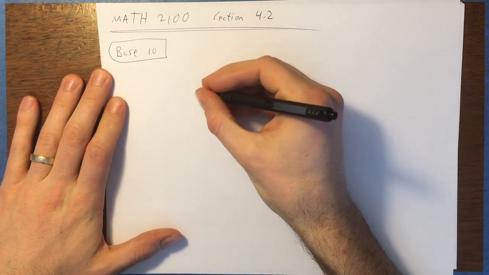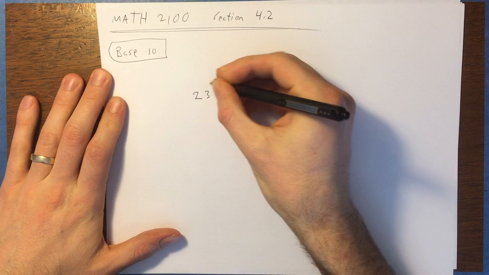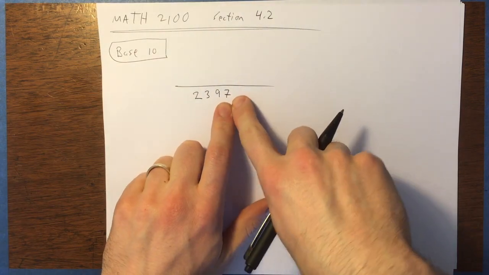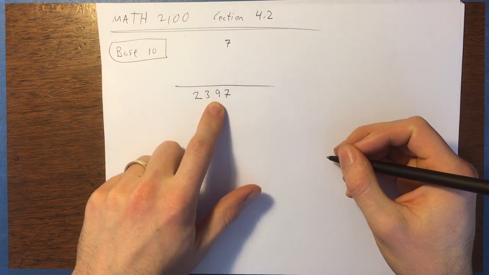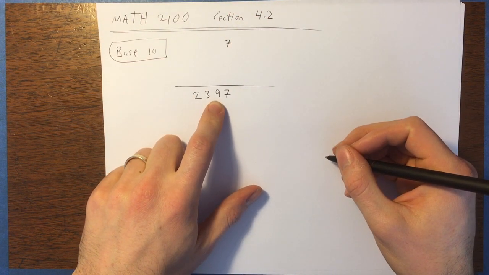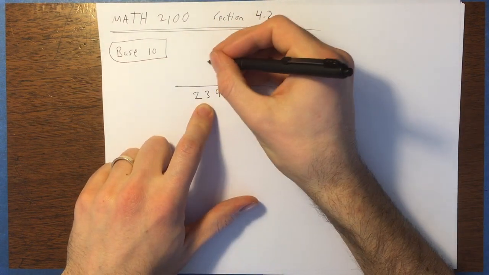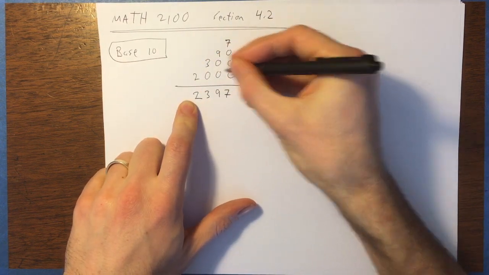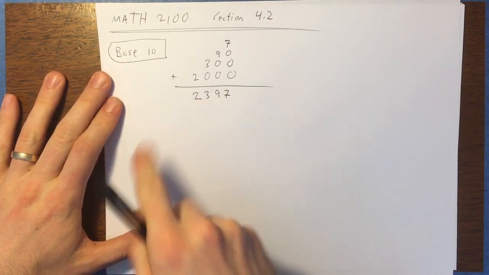So if you take a number, like let's say 2,397, we interpret that number with this positional system as: this is the ones place, so it's 7 times 1, and then add to that this 9 in the tens place means 9 times 10, so that's 90. 3 over here in the hundreds place means 300, and 2 in the thousands place means 2,000. So we add those together.